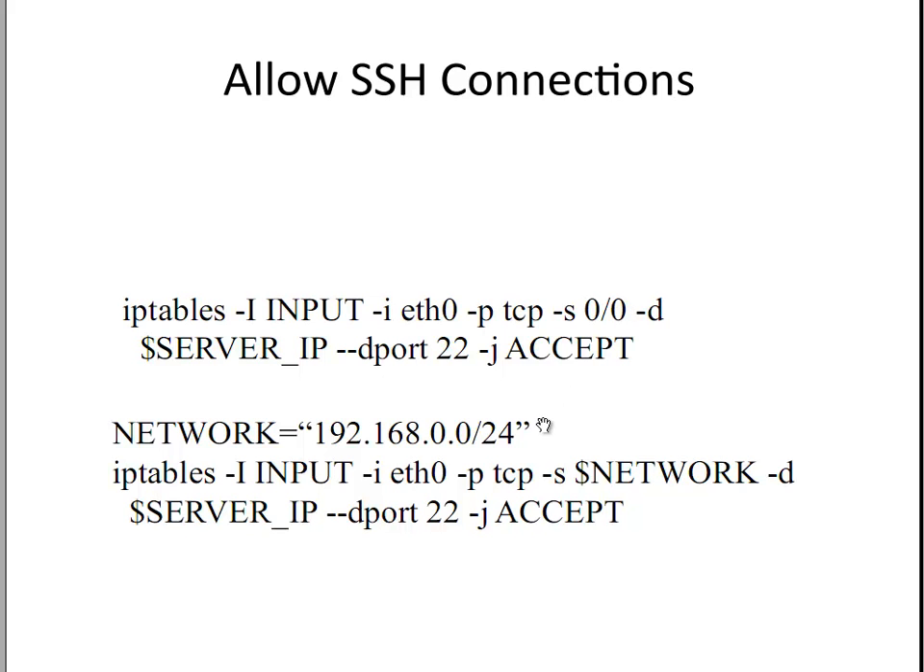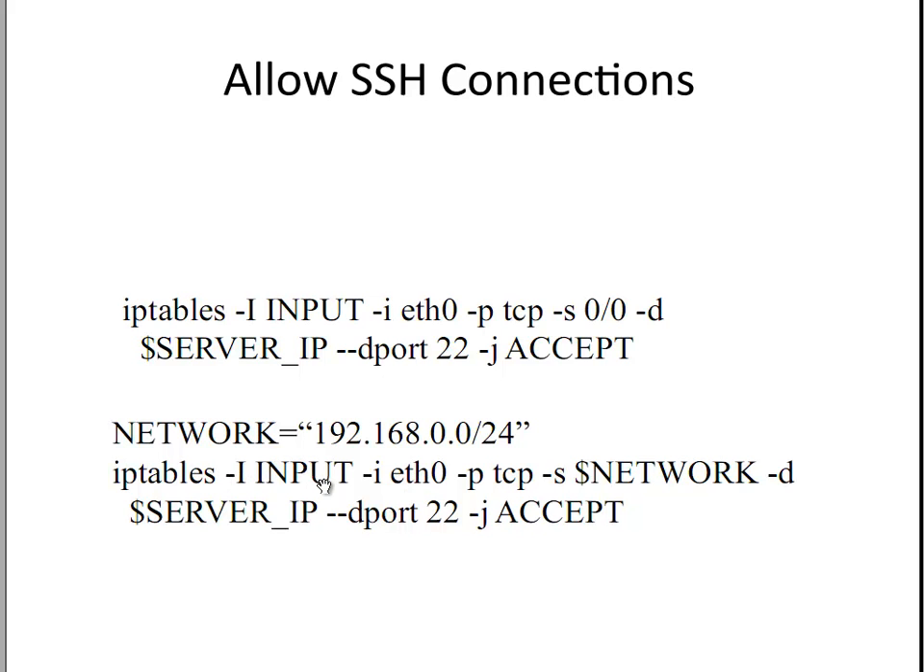Now let's say we want to limit access to SSH to only computers on the same network. What we can do is define a new variable called network. And so our new definition is 192.168.0.0/24 in CIDR notation. And then we can change the above rule to this.